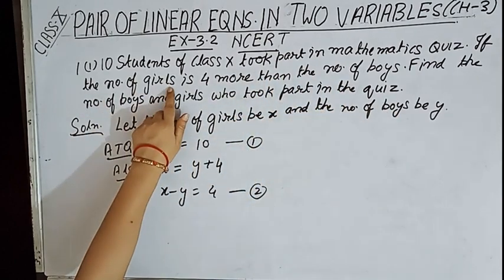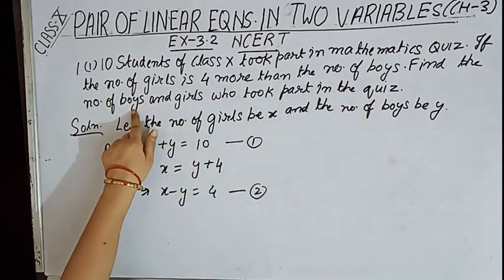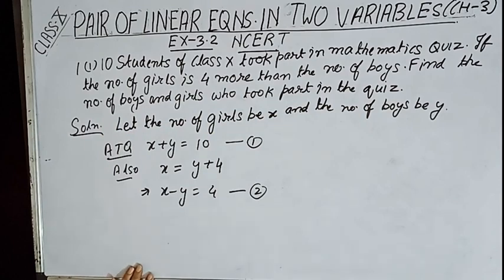If the number of the girls is 4 more than the number of the boys, find the number of the boys and the girls who took part in the quiz. So we'll start the solution.